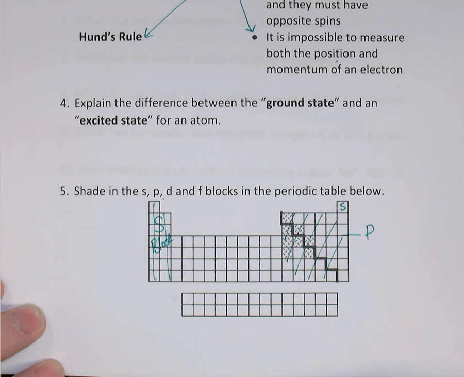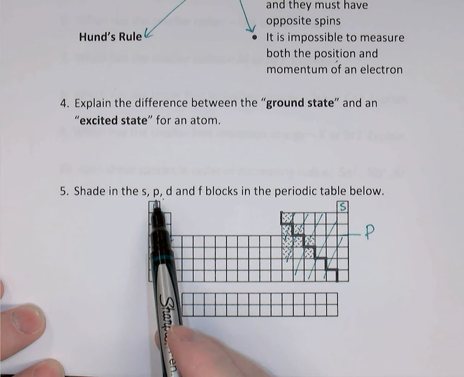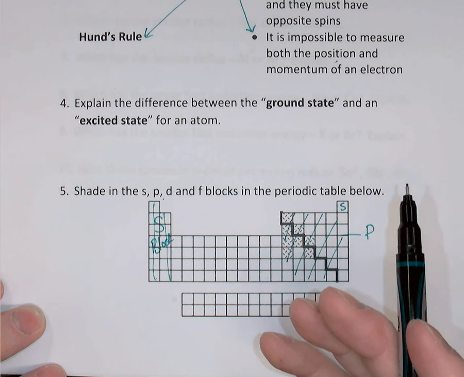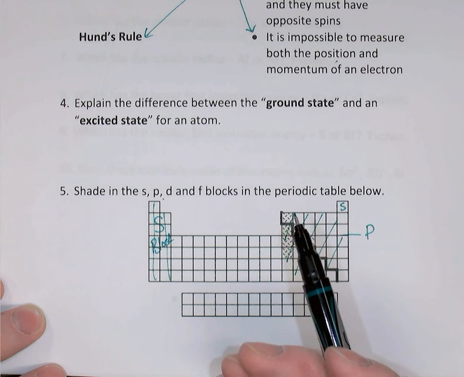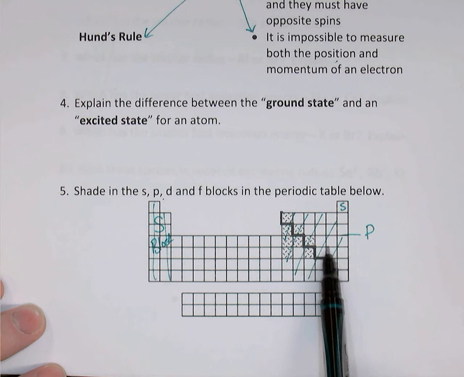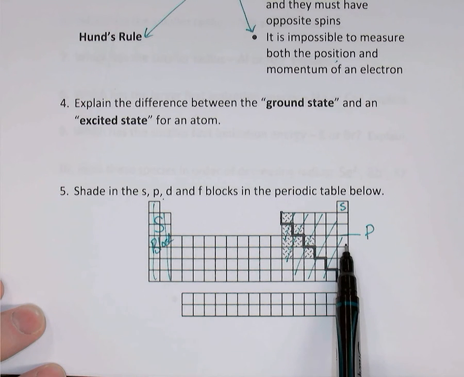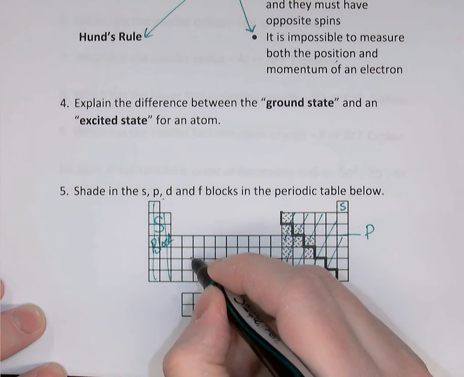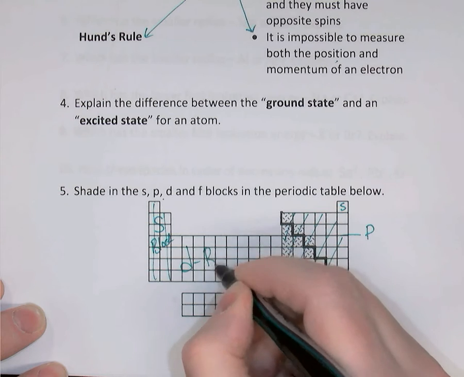Now the number of columns is important, right? The fact that there's only 2 columns in the S block is because to fill the S sublevel, you need only 2 electrons. The fact that there's 6 columns in the P block is because to fill the P sublevel, you need 6 electrons. The D block is here in the middle of the periodic table.